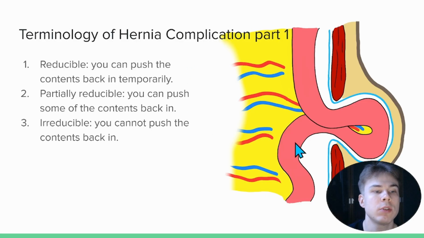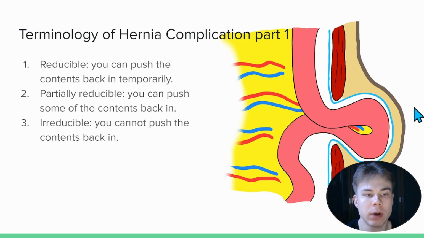Reducible means that you can push the contents back in temporarily. Hernia is a pathology for which there isn't a treatment other than surgery, really. So when we say reducible, we don't mean a hernia whose contents can be pushed in and they're there for good, because the defect is still there. So if you were to push this in, applying some pressure here from the outside, you would push it in, and perhaps the bowels would go through, but the defect is still there. So when you take your hands away, the contents would ping right back. But if you can temporarily push the contents back in, the hernia is reducible.